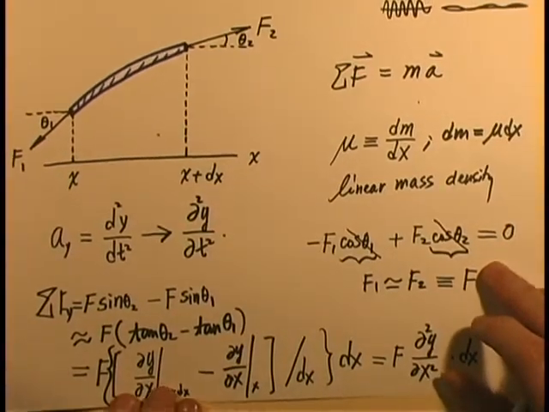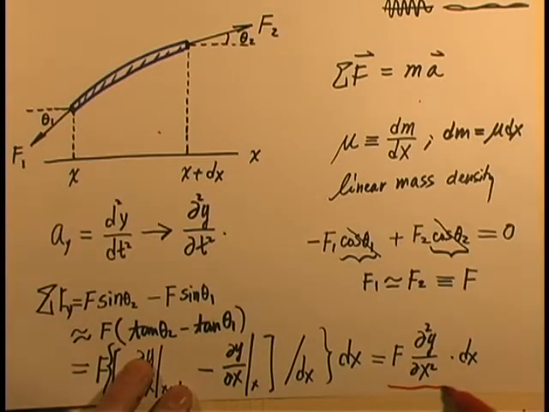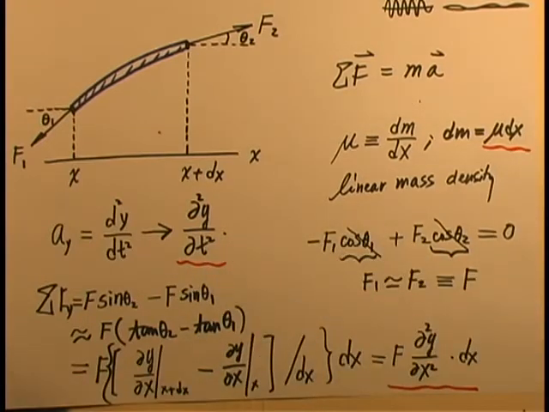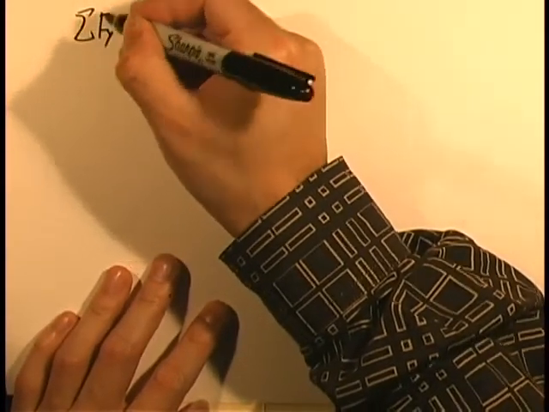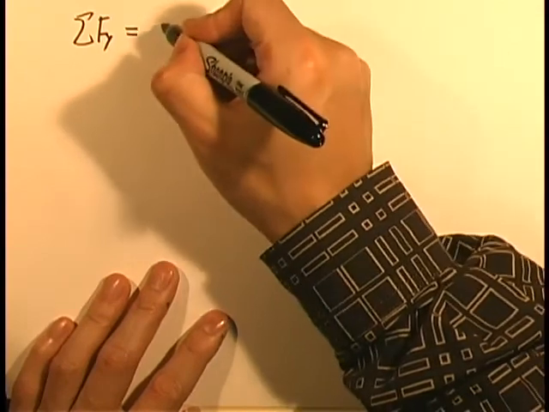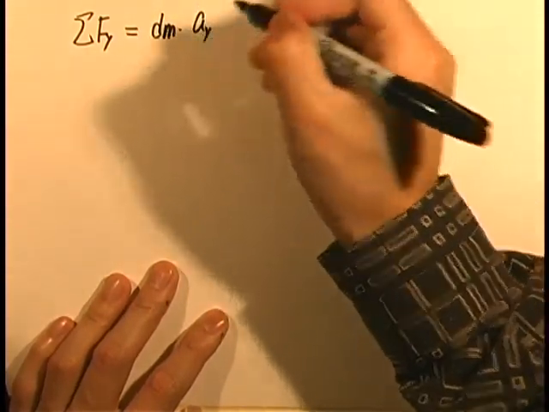Okay, so again, let me highlight these three. You have F equals ma, right? Here is your F in the y direction. Here is the m, and here is the a in the y direction. Okay, let me apply Newton's second law this time. I say F equals ma. So the net force in the y direction equals mass, which is dm in our case, right, times ay, in the y direction.